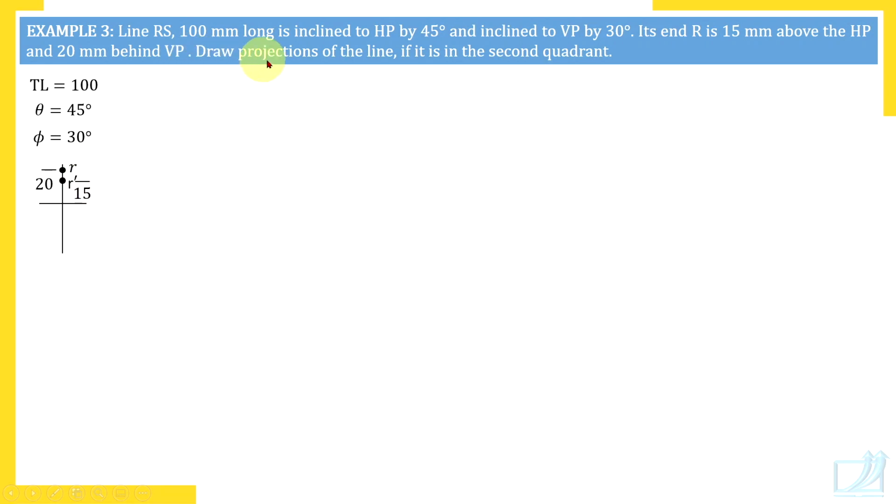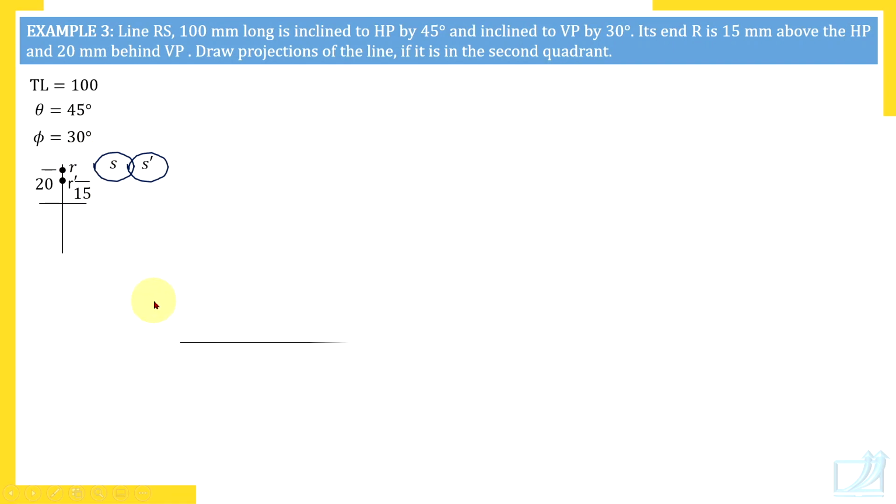Okay. Draw projections of the line if it is in the second quadrant. What do you mean by that? The other end S is also in the second quadrant. So S and S dash both are above XY line. So what that has suggested to you is that both these angles are to be measured upwards.